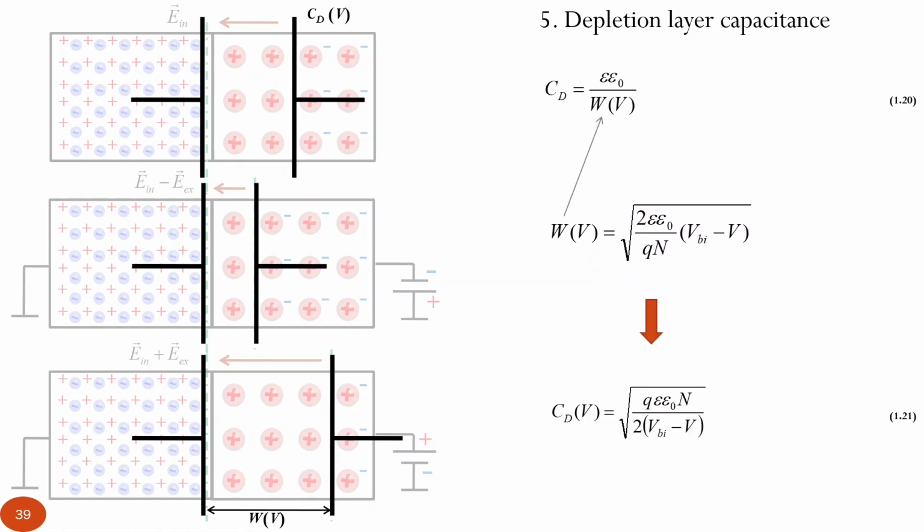expression for the depletion layer capacitance as a function of applied bias. So it will be Q times epsilon epsilon naught times n, the concentration of charge carriers, divided by 2 times (VBI minus V). So now we have a device which possesses certain capacitance as a function of applied bias. So we can manipulate with this.